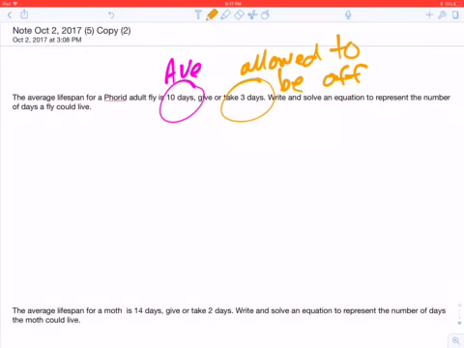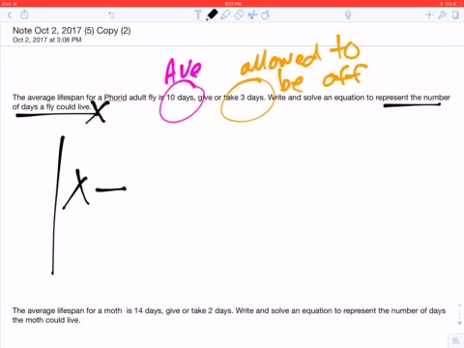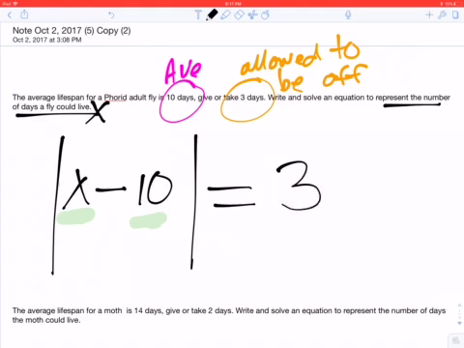When I'm turning this into an equation, X represents the number of days a fly could possibly live. So X minus 10, remember, the difference between how long it could last and the ideal or the average, can be equal to 3. It's always the amount that you're allowed to be off that goes on the outside.